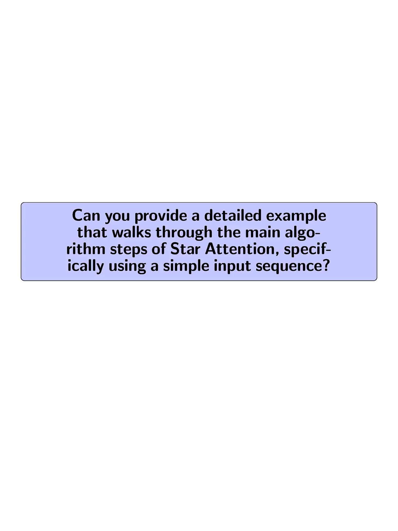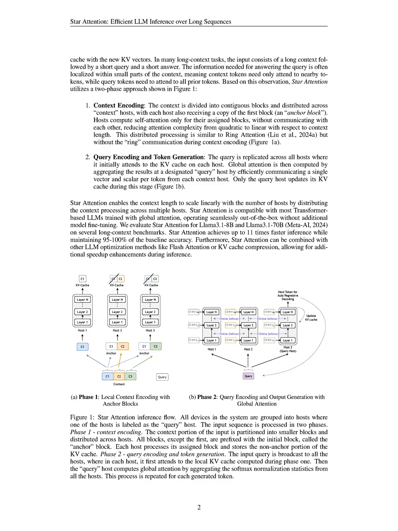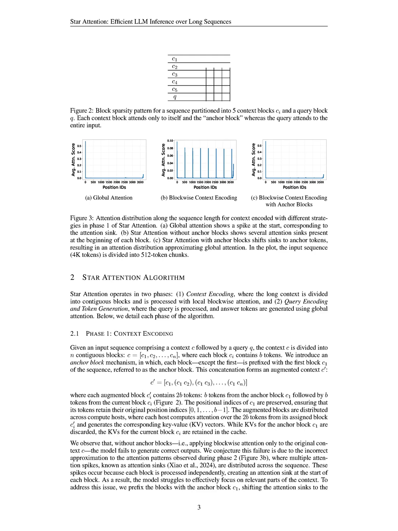Can you provide a detailed example that walks through the main algorithm steps of star attention, specifically using a simple input sequence? To illustrate the main algorithm steps of star attention, consider a simple input sequence consisting of a context, C, with 3 blocks and a query, Q. Let's say the context is divided into 3 blocks, C equals C_1, C_2, C_3, where each block contains B tokens.